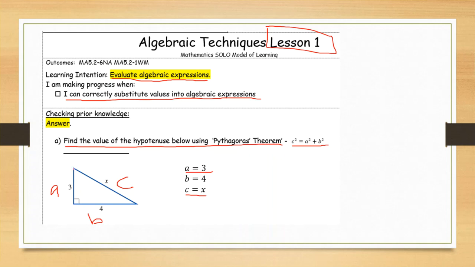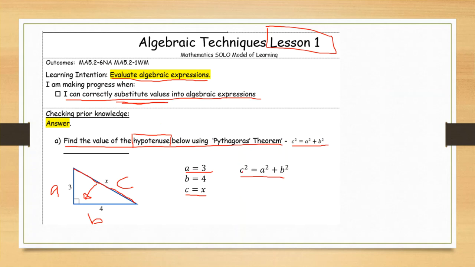So this side, the longer side in the triangle, the one opposite the right angle, is called the hypotenuse. So hopefully you remember that from last year in Pythagoras' theorem. So this is the rule. And then we substitute the values into the expression.